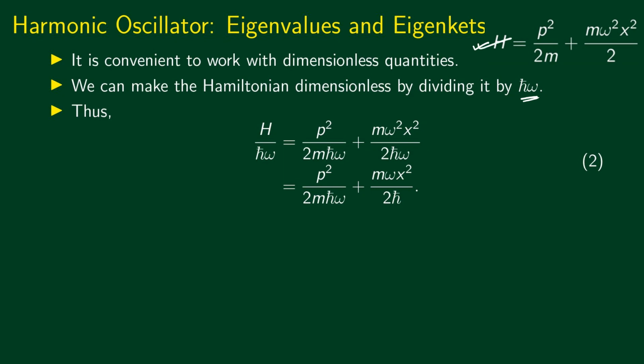Dividing this expression by h bar omega on both sides, we get h divided by h bar omega is equal to p square divided by 2m h bar omega plus m omega square x square divided by 2 h bar omega. Now, one of the omega in the numerator here can be cancelled with the omega in the denominator, and we can write h divided by h bar omega is equal to p square divided by 2m h bar omega plus m omega x square divided by 2 h bar.